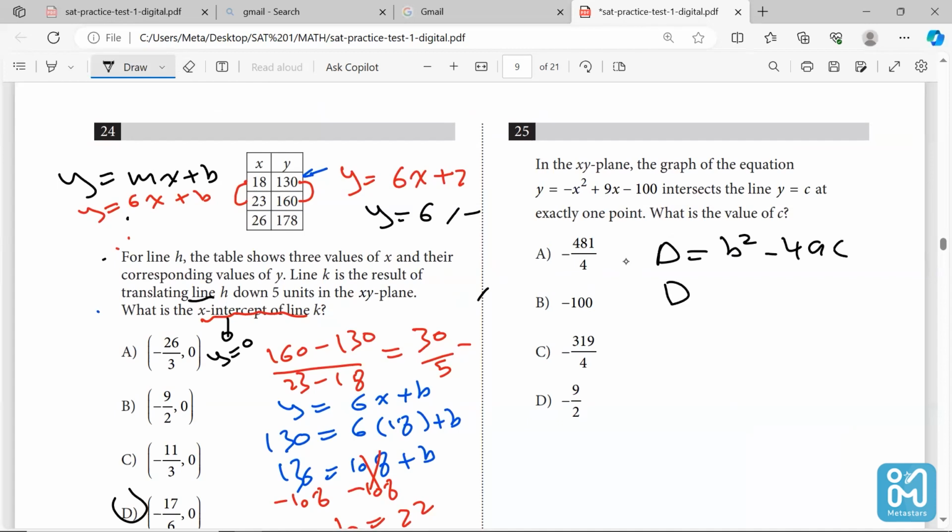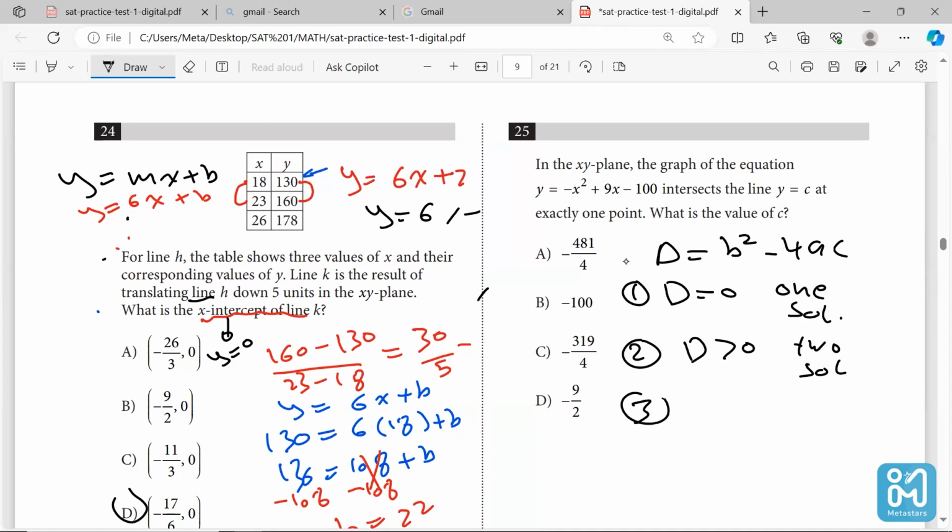Okay, I have three cases. Case number one, if D equals 0, I have one solution. What's the meaning of one solution? It means one intersection, or exactly 1 point. Case number two, D greater than 0, it means I have two solutions, which means 2 x-intercepts. Number three, if I have D less than 0, it means no real solution. What's the meaning of no real solution? It's going to be a complex number, with i. So this one we already explained when we talked about the quadratic function. Okay?